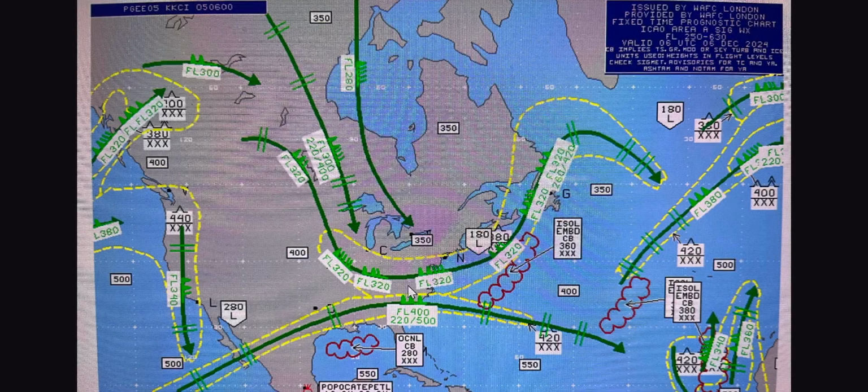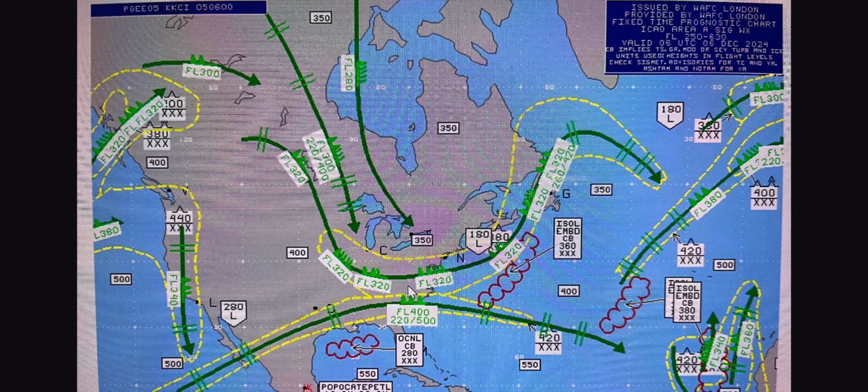So now we'll hop over to the high level prognostic charts and go over those. The high level chart was actually too big to fit onto one screen. So for the first half, I'll have the top of the screen, and on the bottom, I'll have the bottom. Basically North America first and then South America for the second part.